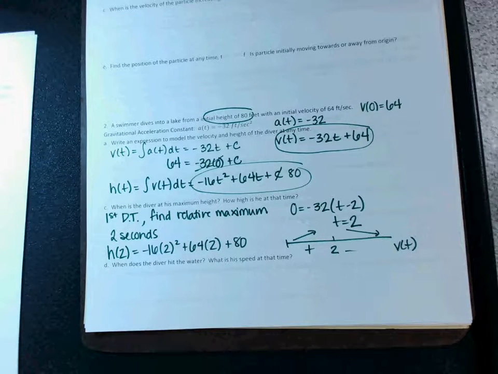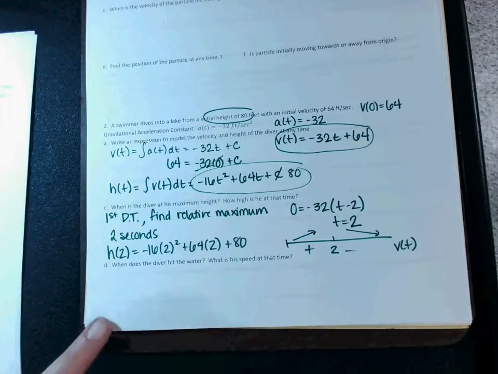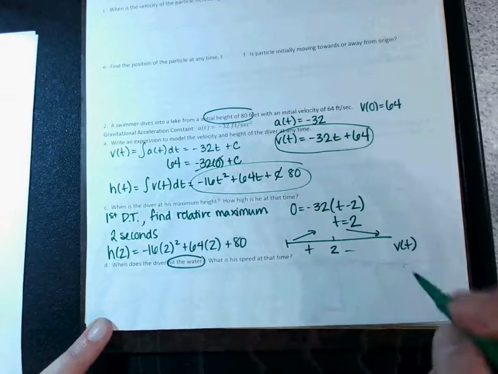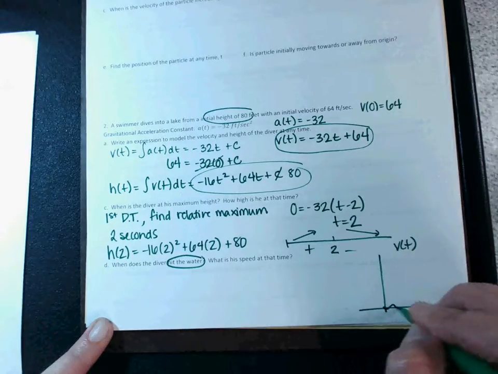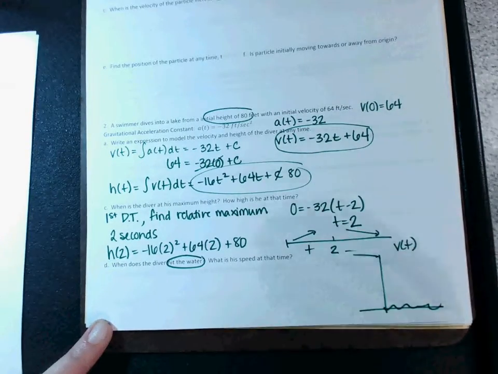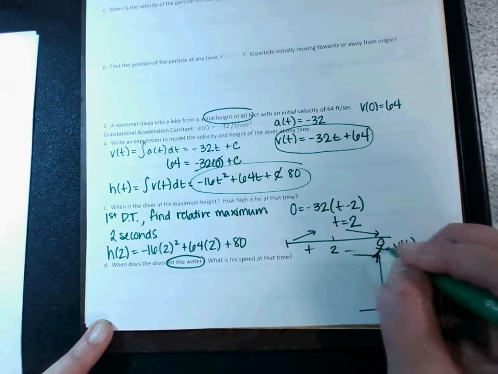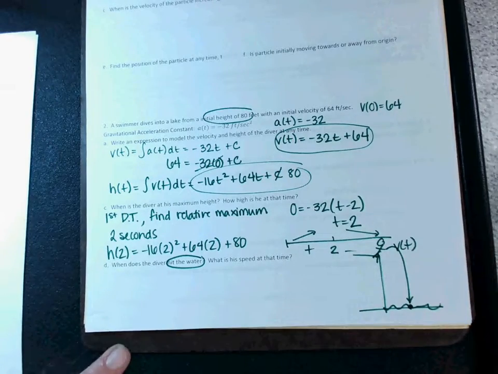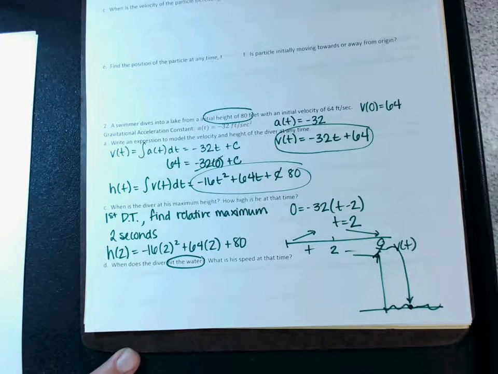Okay, part D. When does the diver hit the water? What is his speed at that time? If he hits the water, how high will he be? 0. Very good. So if I want him to be on the water, think about this is him. He's on, I don't know, some happy little cliff. Okay, when he jumps off, whee! When he gets here, that's the x-axis, right? So you want his height to equal 0.